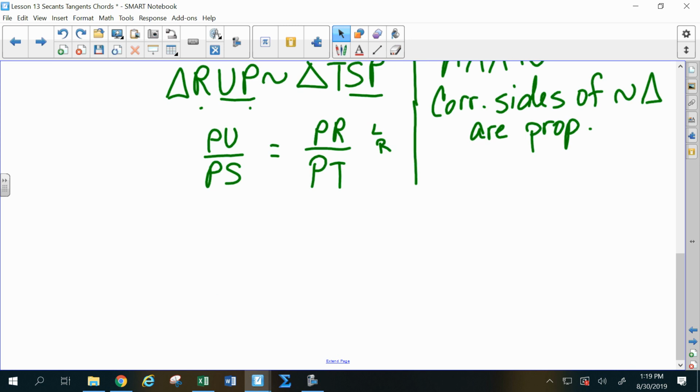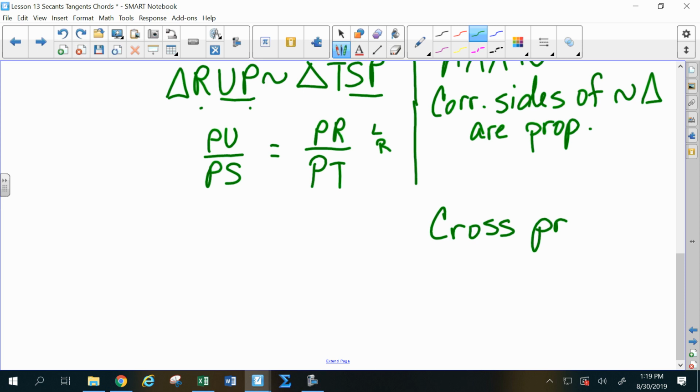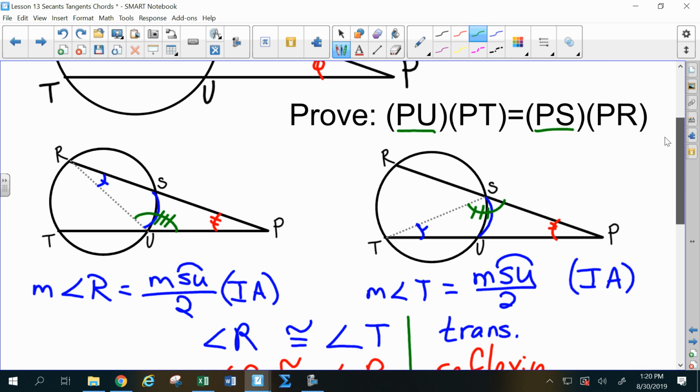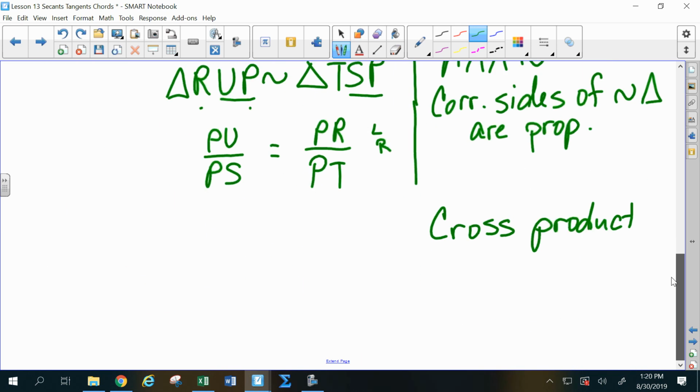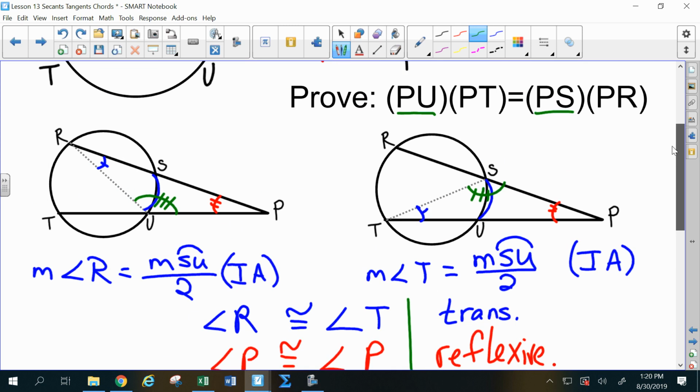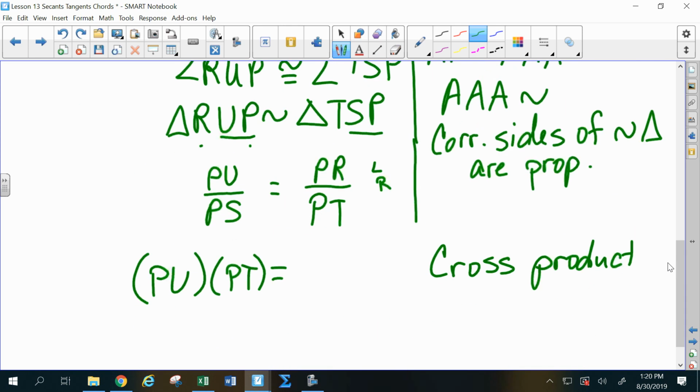Last step, I'm going to take my cross product, and I'm going to carefully look at what I'm trying to prove so that I do the cross product in the right order. I need PU times PT first. So PU, PT is one cross product. And then I'm going to look back at what I'm proving. I want that to end up PS, PR, which I do indeed get from the other cross product. And we've proven that one.